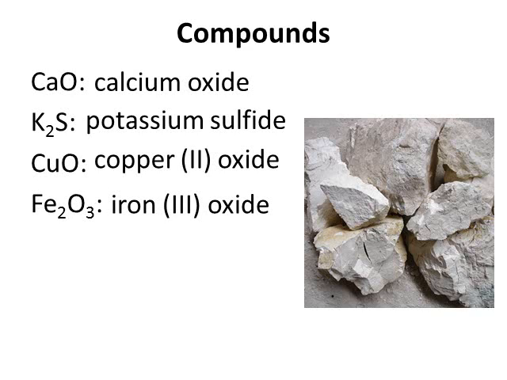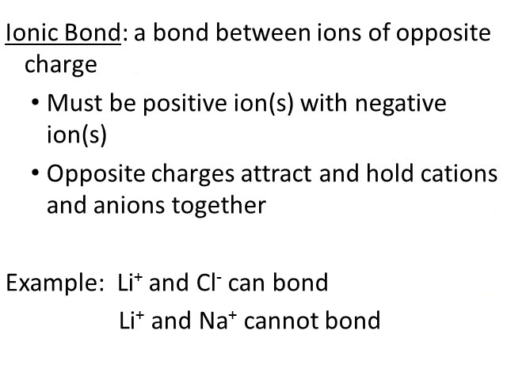Notice again, that 3 does not tell you how many irons we have. Look at the formula. The formula is Fe2O3. I have 2 atoms of iron in the formula. But iron has a charge of 3, so it is iron 3 oxide.